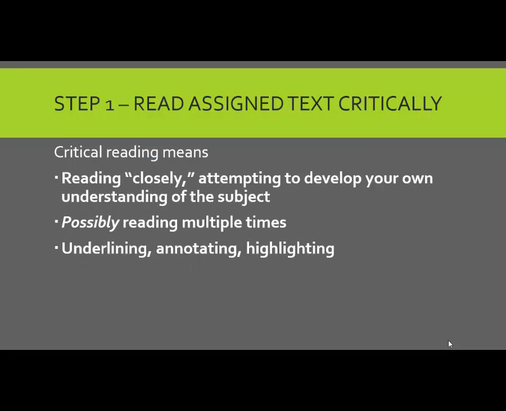So, in step one, to read the assigned text critically, we need to do some critical reading. That means to make sure that you read closely in an attempt to develop your own understanding of the subject, and it may require you to possibly have to read something multiple times. To help with that, you should underline and highlight quotes or sections of text that stick out to you or seem very meaningful, and annotate or write in the margins at areas that you have comments on. This will help you draw material out of the text for your response, especially when you have to quote or paraphrase.